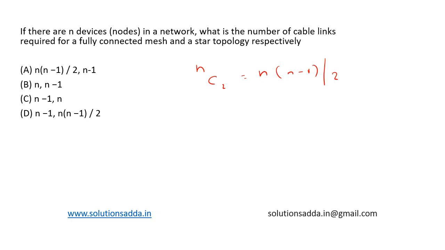And in a star topology, we have n minus 1 nodes that are connected to one node at the center. Hence, the total number of links would be n minus 1. Now, the answer is n into n minus 1 by 2 for a fully connected mesh and n minus 1 for a star topology. Based on the options, option A is the correct answer.